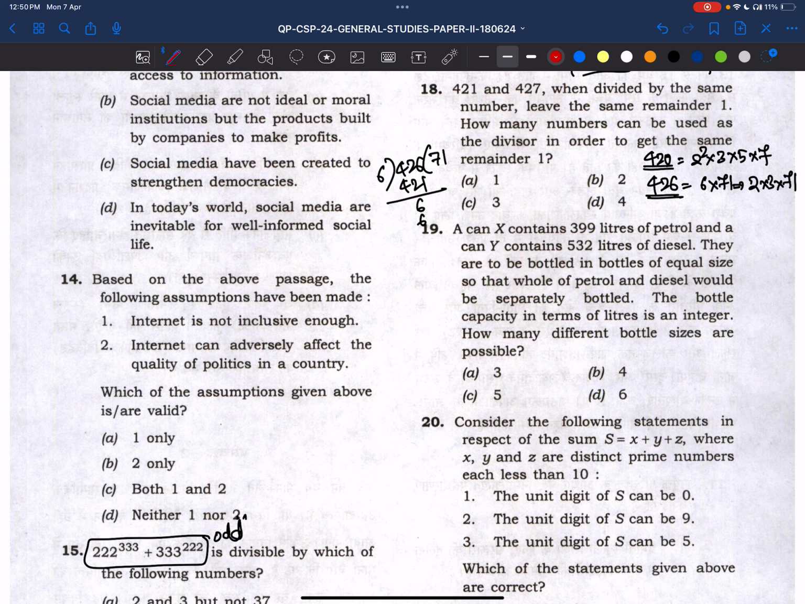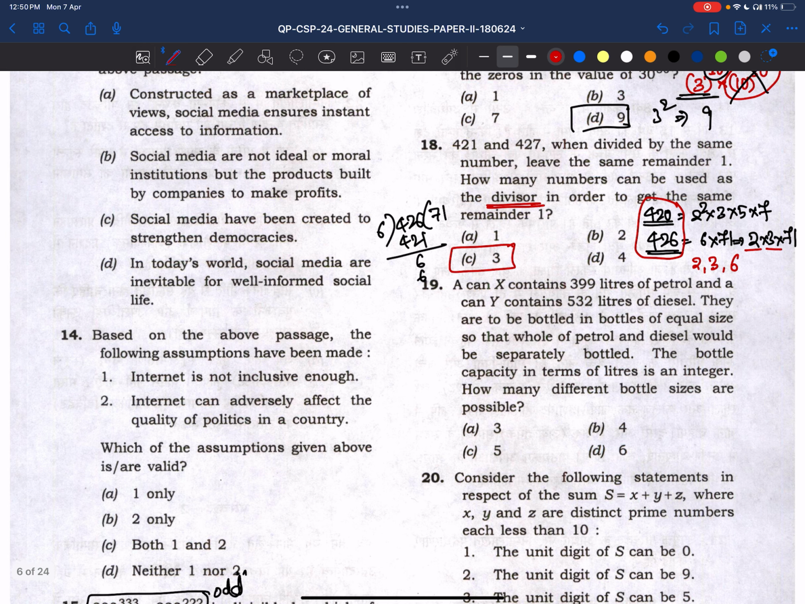He's asking what? How many numbers can be used as divisors? What are the common factors between 420 and 426? 2 is one common factor. 3 is one common factor. Right? 2, 3, and also 2 into 3, 6. So there are 3 divisors. See here, the HCF of these two numbers will be the highest common factor, so we can't go beyond that. What is the HCF of these two numbers?